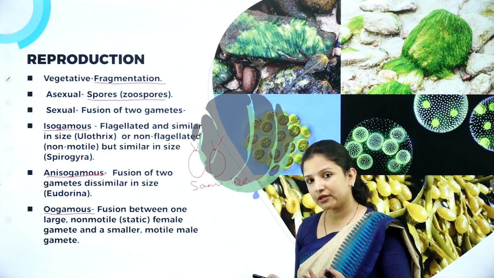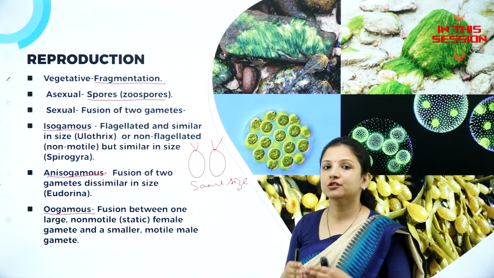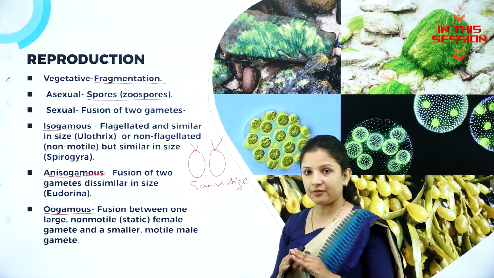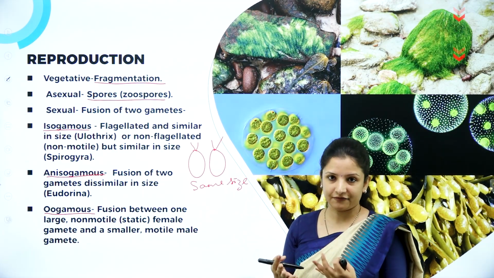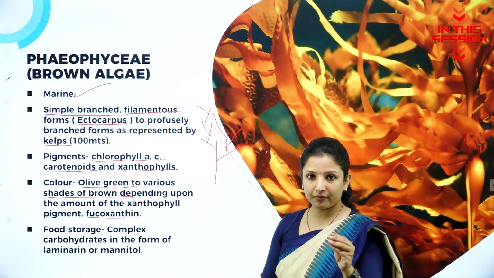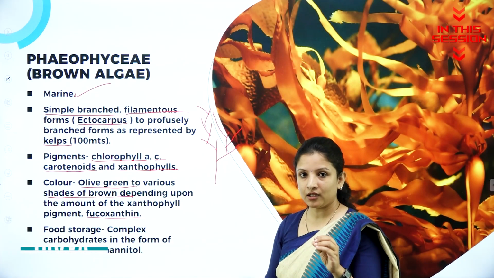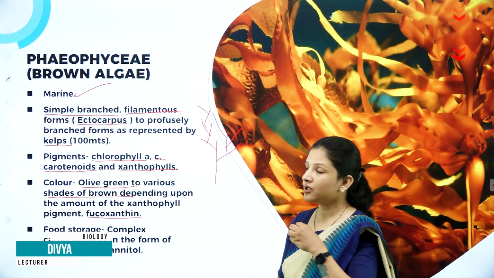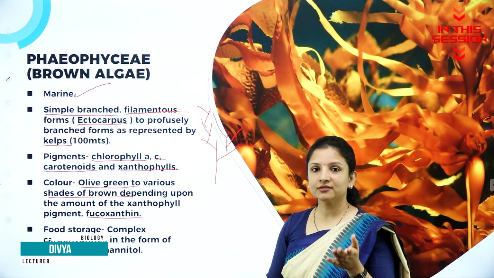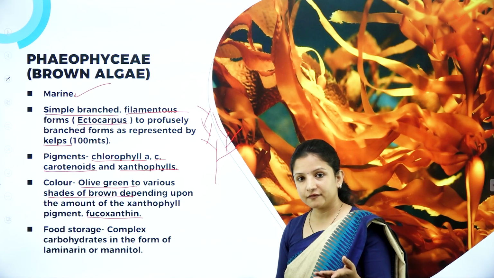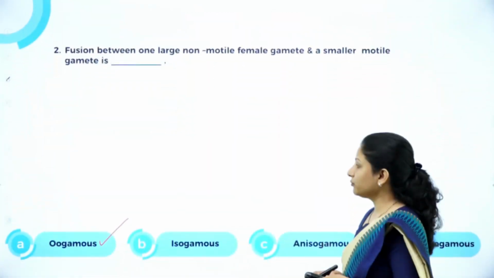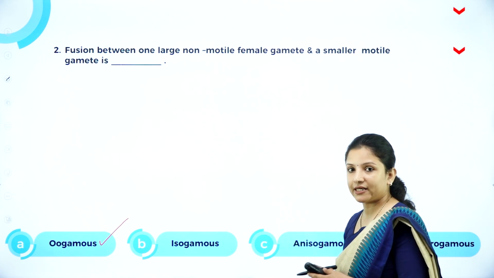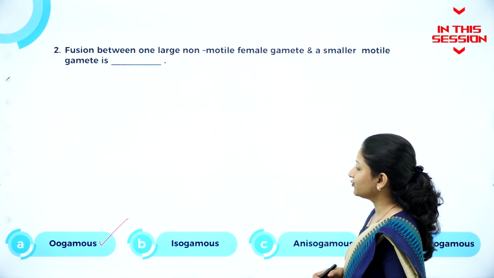If two non-motile gametes of the same size fuse, it is called isogamy. So the structure, everything will be the same here. Only thing is there will be a size difference, which is a xanthophyll pigment that is called fucoxanthin. Based on how much fucoxanthin is present in that particular Phaeophyceae algal member, the color varies. It can be olive green to different shades of brown. Non-motile female gamete that is larger fuses with the motile male gamete that is smaller. So therefore the answer is oogamous.